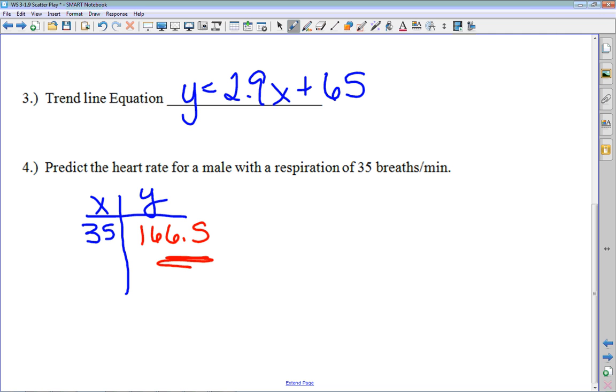Now, if you have a different equation, you're not going to come up with the same one. Okay, and that's why the teachers have to go through and double check. They have to look at your equation and see if that's the correct number for it.